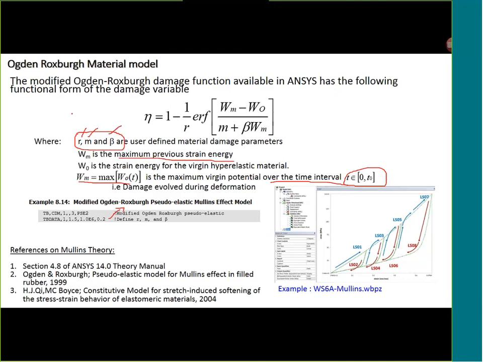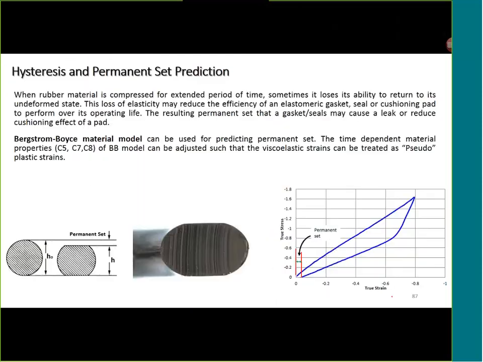And using this Ogden-Roxburgh material model, we should be able to predict this cyclic damage that is happening in the material. There is a nice example available in the Ansys training material. You may have a look at it and understand the procedure.